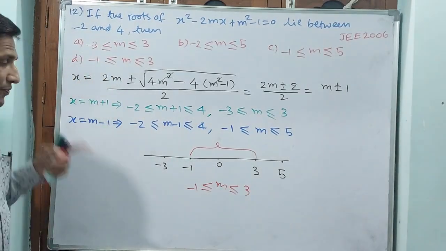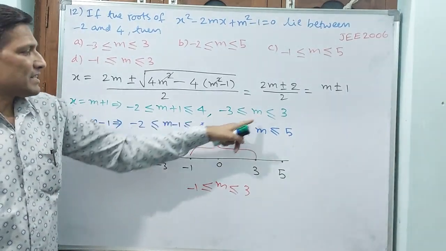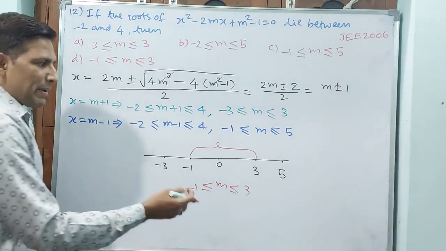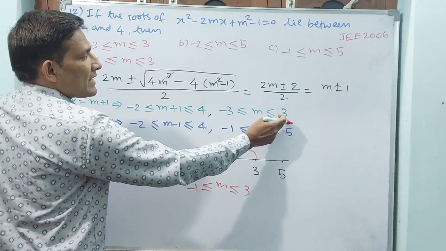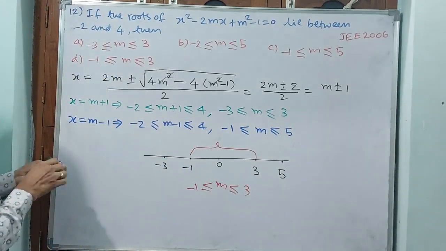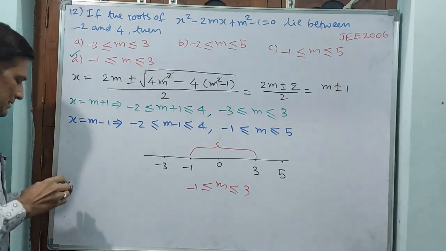Why? Because less than minus 1, like minus 3, this may be satisfied, but here it is not going to satisfy. That is why you have to take minus 1. Upper limit also, more than 3, up to 5, this value is okay, but here more than 3 is not going to happen. That is why you have to take minus 1 and 3. Where is this answer? Minus 1, 3. This will be your answer.